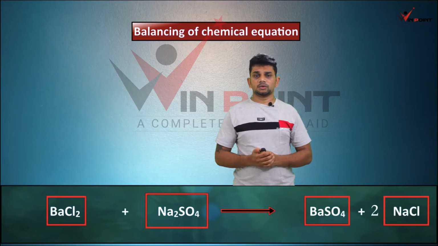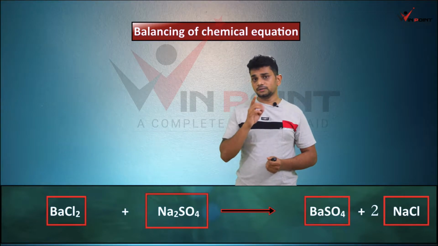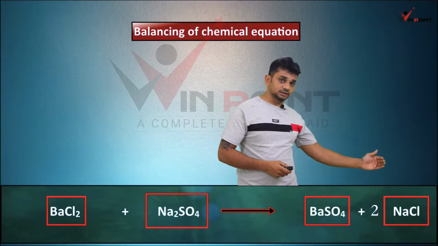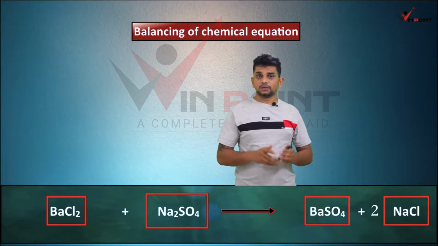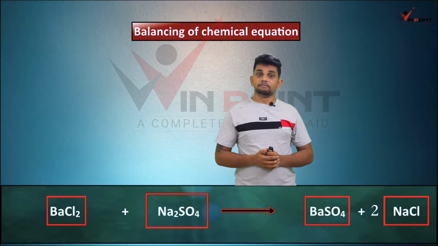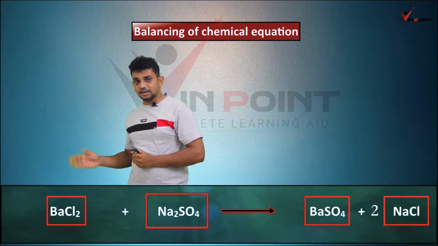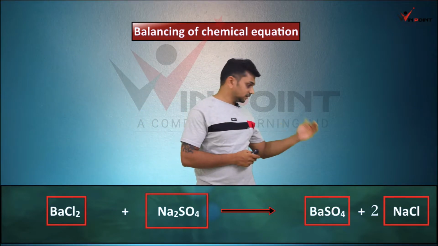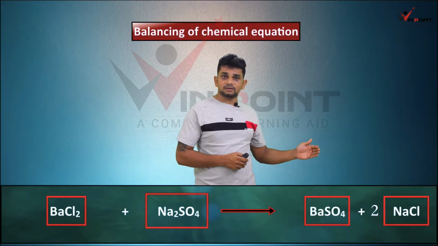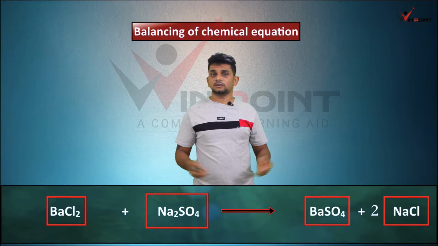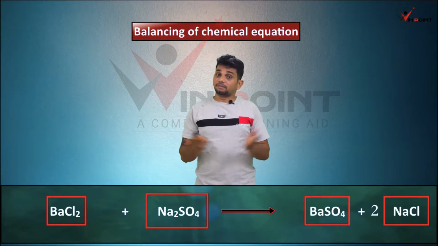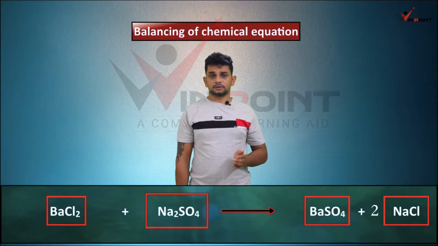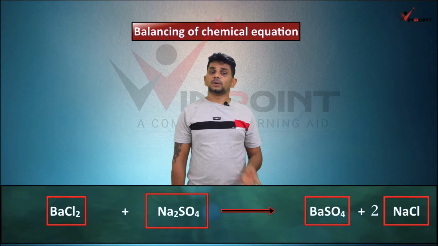Now we can go for the number of sodium. How many sodium can you see in the reactant side? It is Na2SO4, 2 sodium. In the product side it is 2 NaCl, 2 sodium. Now it is balanced. Now we can go for barium. In the reactant side, how many barium can you see? It is barium chloride, only one barium. In the product side it is barium sulfate, only one barium. It is also balanced, which means this is a balanced reaction. The balanced equation is BaCl2 plus Na2SO4 gives BaSO4 plus 2 NaCl.